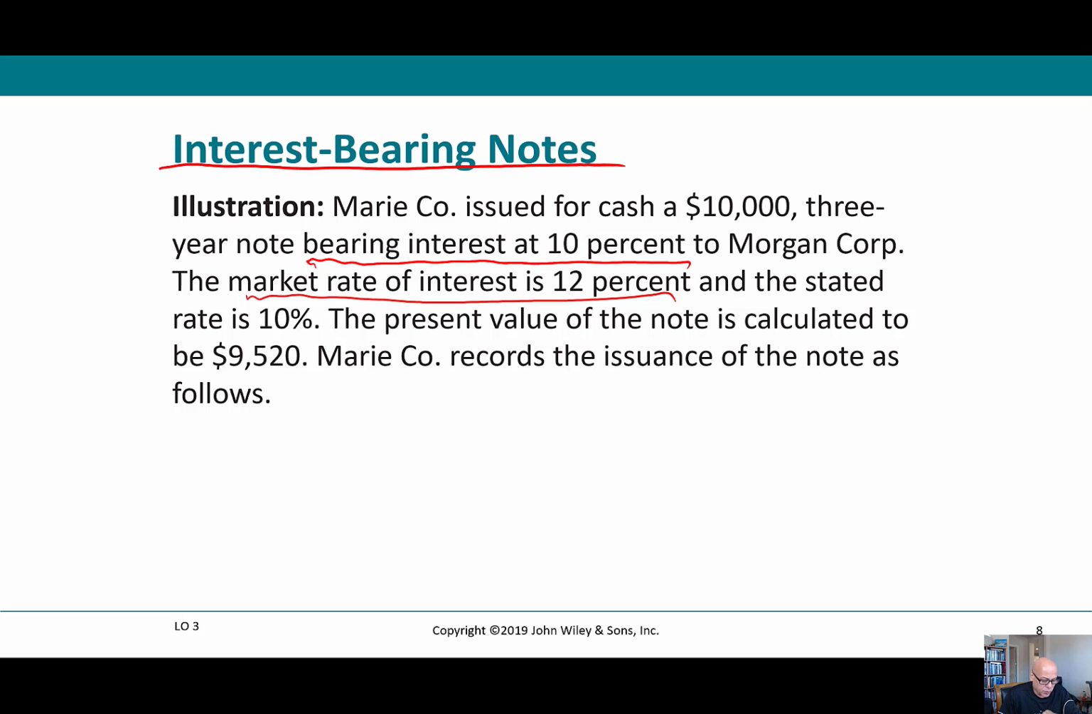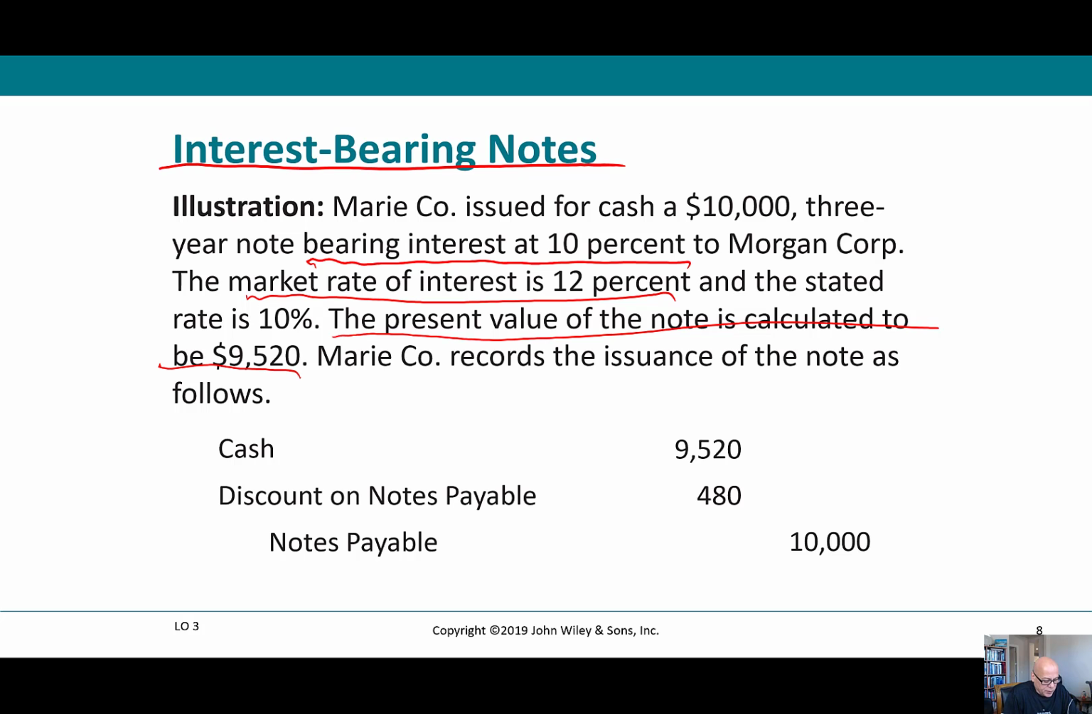So we're going to calculate interest annually, and we're going to have to make an interest payment annually, and we're going to have to amortize a discount. Here, they just told me the present value, I didn't have to go to the table, is $9,520. So when the note gets issued, they're going to, of course, give me that much cash. There's a discount right off the gate of $480, and I'm going to have to pay them back the full $10,000.